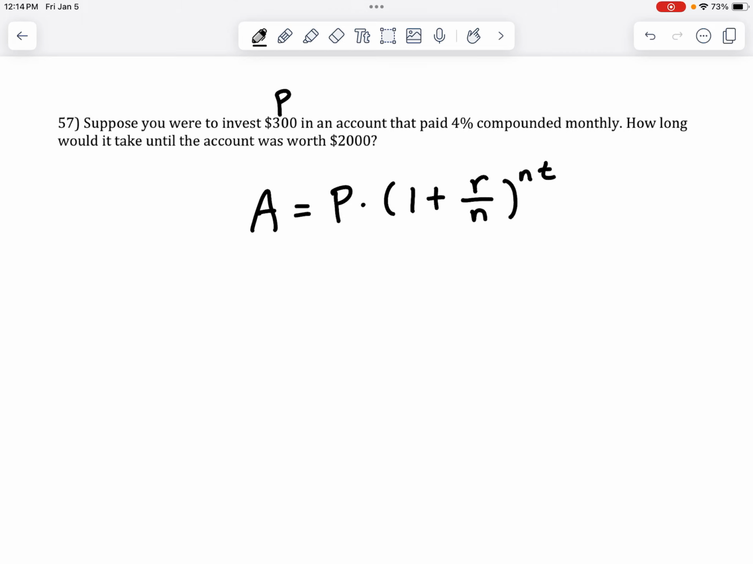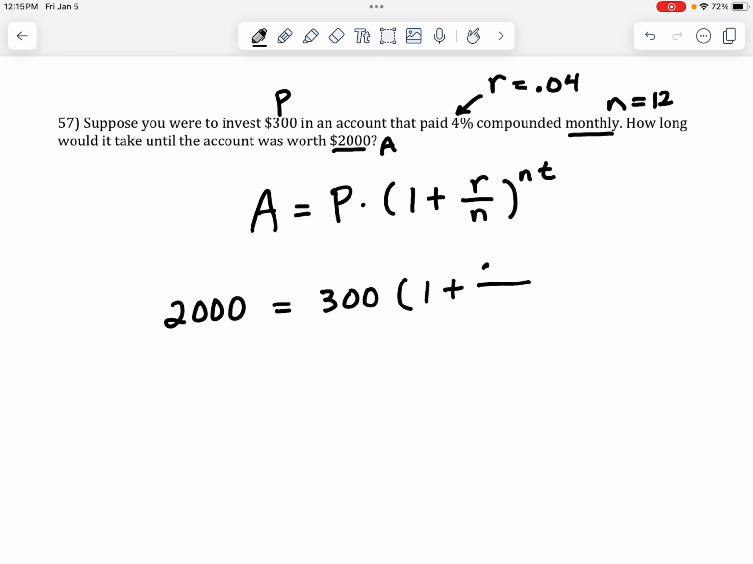So the 300 is the capital P. The R is 4%, although that needs to be changed to decimal form, so that's 0.04. Compounded monthly, that means n equals 12 months in a year. And how long is it going to be until it grows to $2,000? So that's the capital A. So we've got the capital A is $2,000. The beginning amount is $300.